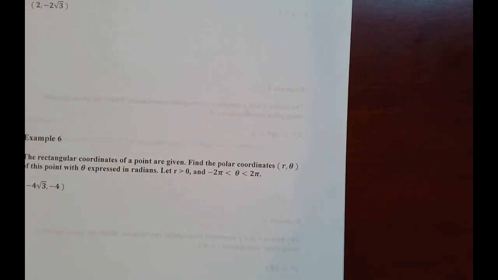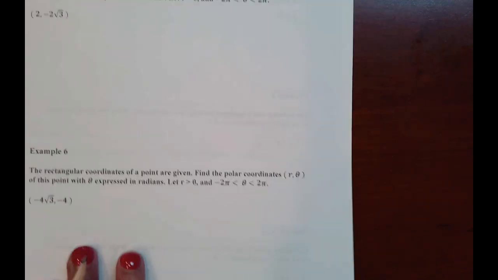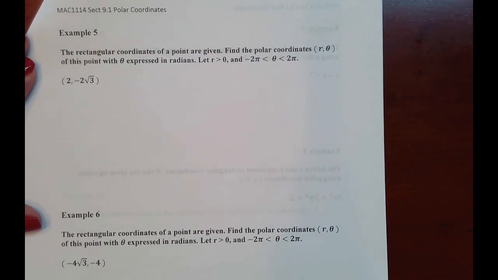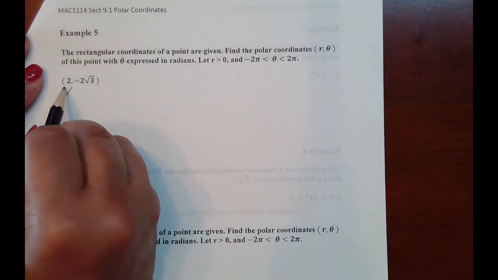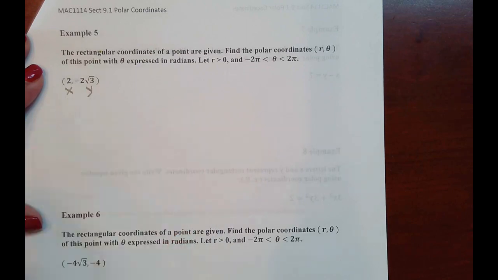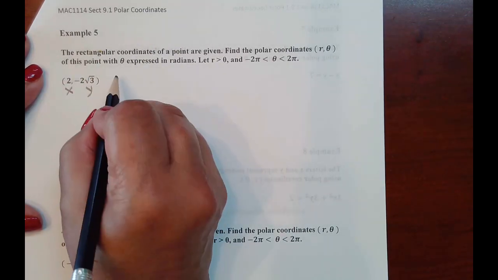Okay, moving to example 5. It says this time that rectangular coordinates of a point are given. You want to find r and theta this time. So this time it is x and y that you already have, and you want to go and find r and theta. We're going back the other way this time.